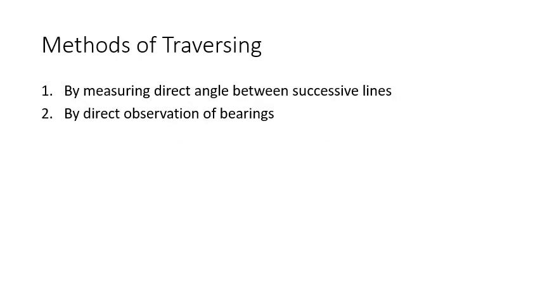Now we are going to learn what the different methods of traversing are. Traversing can be done either by measuring angles between these successive lines or by measuring the bearings of every line. These are the two methods of traversing. Either we measure directly the angle between consecutive survey lines, or we measure the bearings of each and every survey line and then plot. So these are the two basic ways of doing traversing.